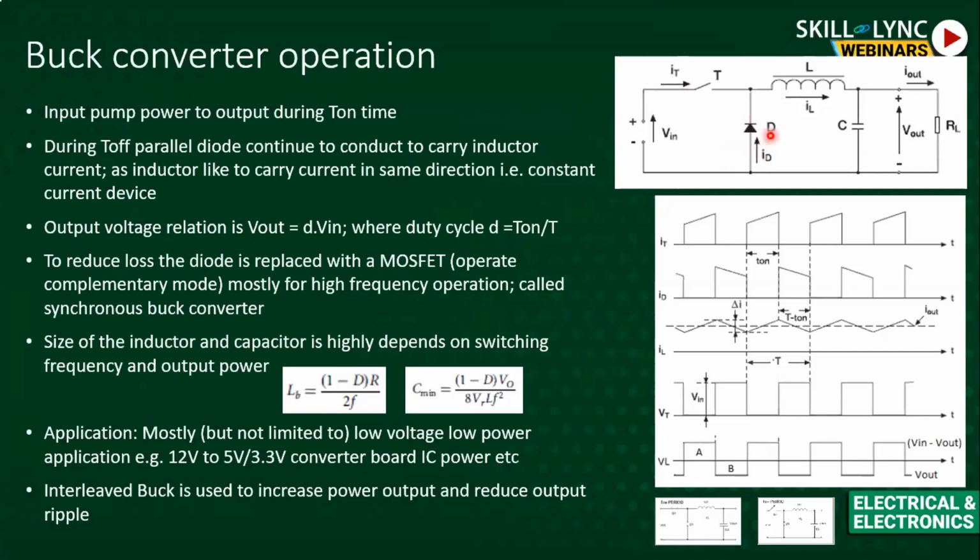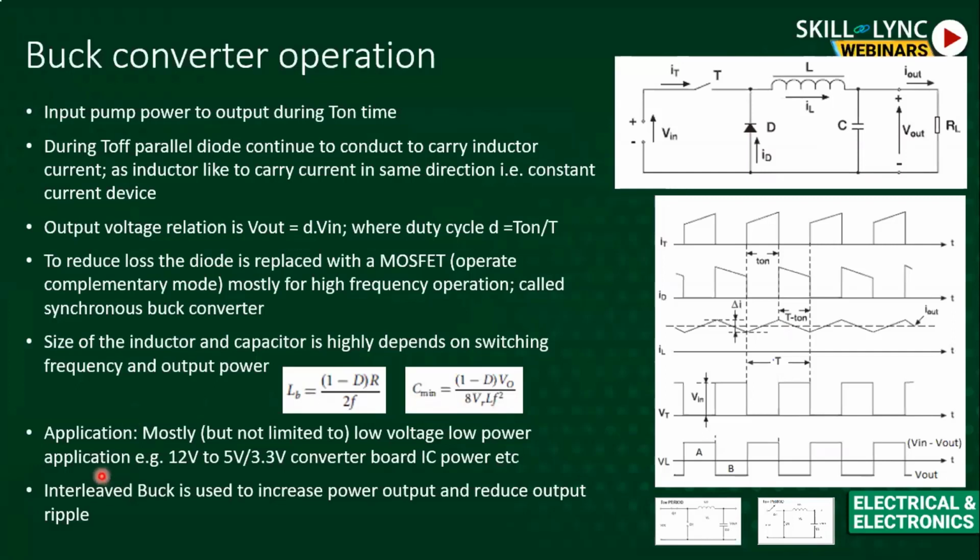This diode can be replaced with a transistor or MOSFET to have a synchronous operation, because sometimes diode loss is more and it has a reverse recovery problem. So many things we'll be covering in the detailed topic of this buck converter. And sizing of the inductor and capacitor will be highly dependent on switching frequency. If switching frequency is high, I will have a smaller size of inductor and capacitor. That will be calculated based on these formulas. I'm not going to discuss how to derive this equation, because that will take a little time.